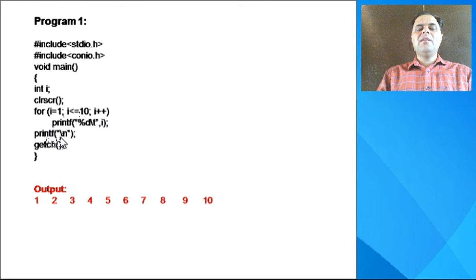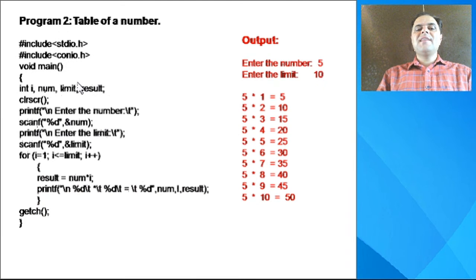It will go here, new line again. So this is the output of this loop using for loop. Let's take another example, table of a number. So we have to generate a table of a number.